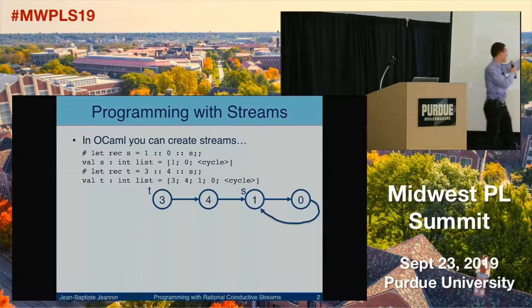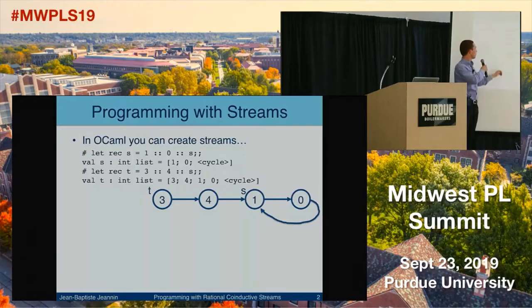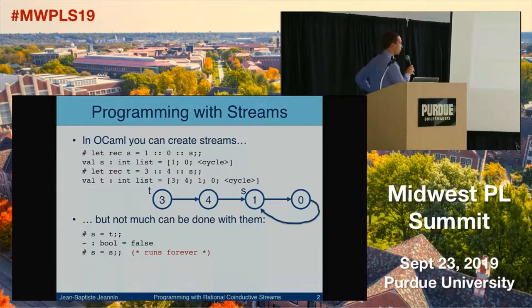You can also combine the stream with more values. You don't need the rec here, you say let t equals 3 4 s, and you get 34101010. Well, this is great. But there's not very much you can do with those streams. For example, if you try to compare S and T, it's going to tell you false, because it looks at the first element and sees that it is different.